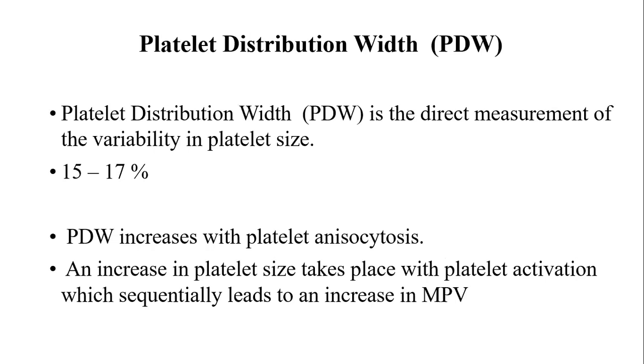Next one is the platelet distribution width. Just like red cell distribution width, this is the direct measurement of the variability of platelet size, which lies between 15 to 17%. This increases with change in platelet size. As I said, if there is platelet activation, an increase in platelet size will occur, which in turn leads to an increase in mean platelet volume and then a rise in platelet distribution width.